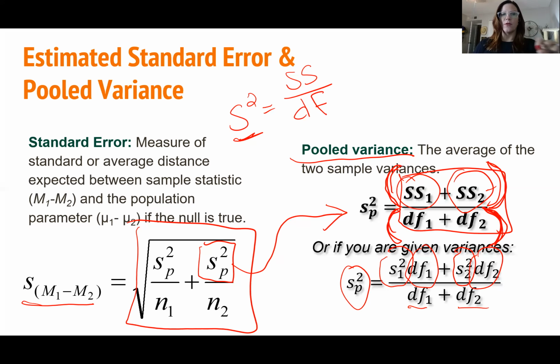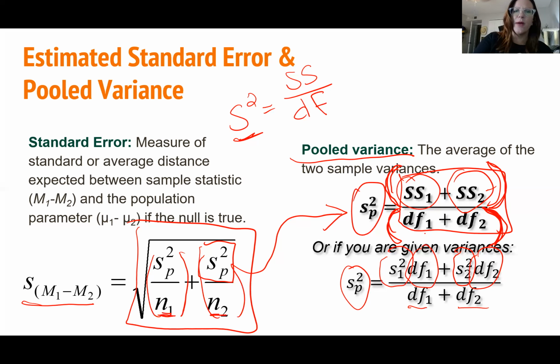Now, for the estimated standard error, these pooled variances divided by n, make sure that these are separate fractions. This is not all one fraction. They're two fractions added together. And these are sample sizes, not degrees of freedom. Remember, degrees of freedom is only used in our variance. So that pooled variance uses degrees of freedom. Our estimated standard error never uses degrees of freedom, always uses sample size.